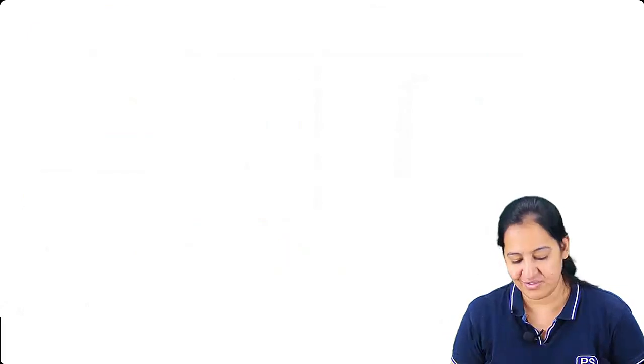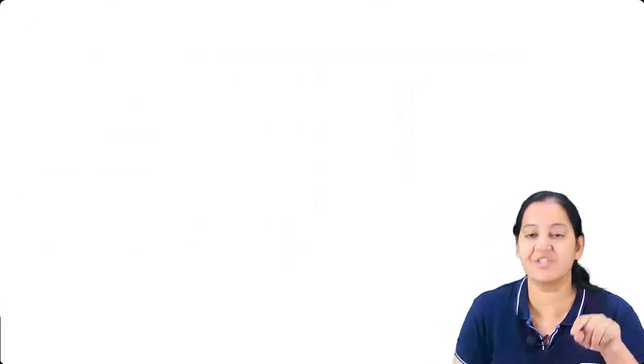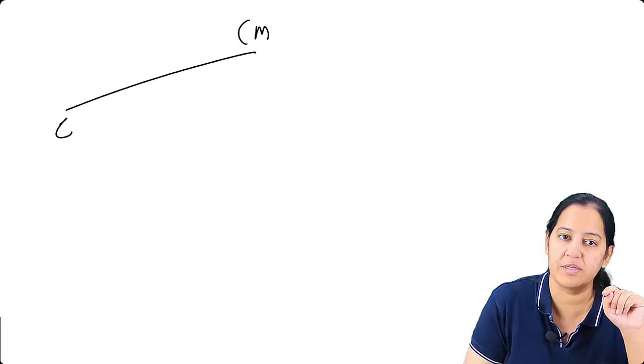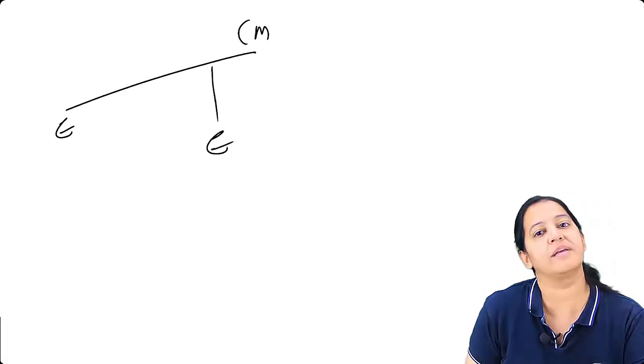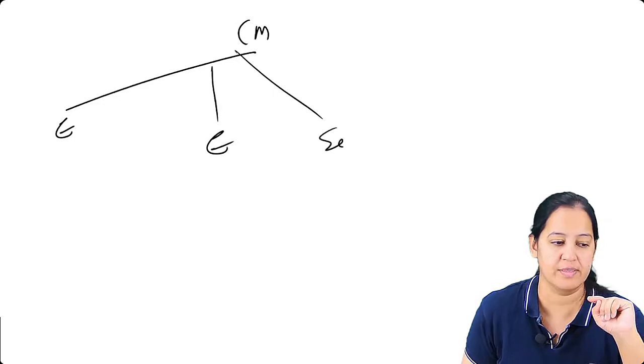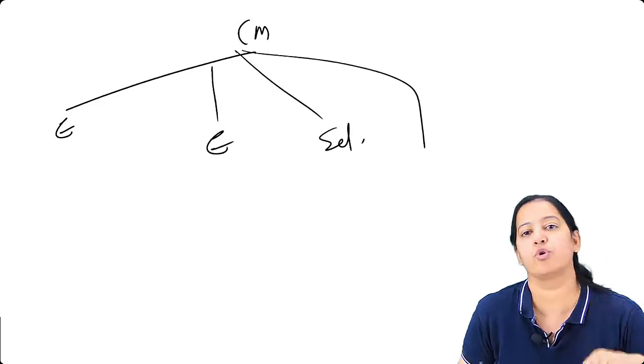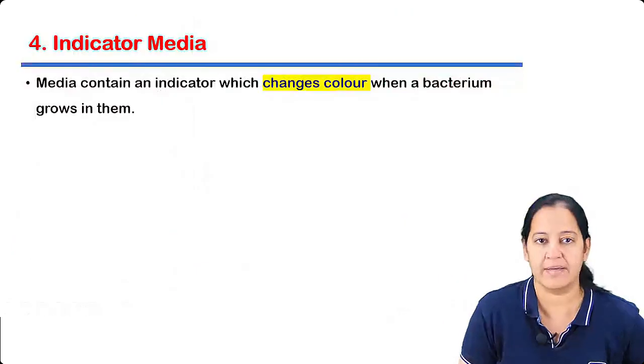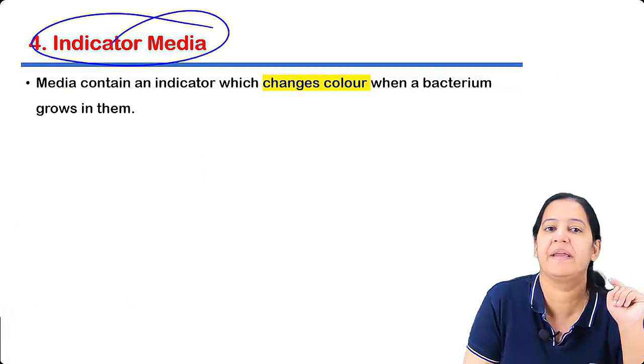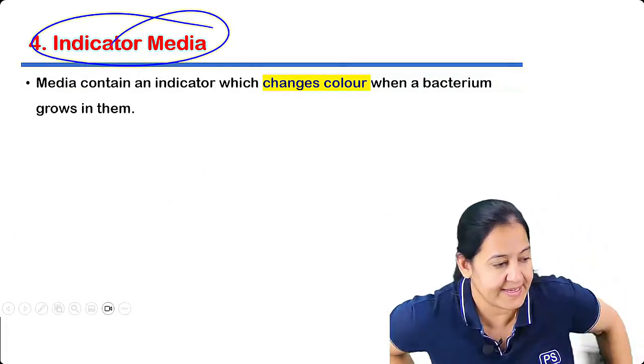So we are done with the 3 culture media till now. I taught you what is enriched, I taught you what is enrichment, and I taught you what is selective. Now I'm coming to the 4th one. The next one is the indicator media.